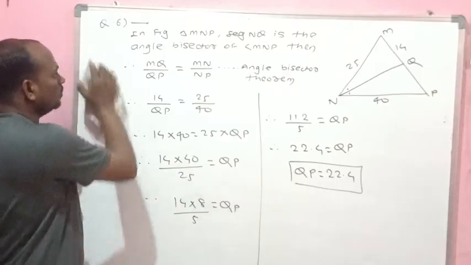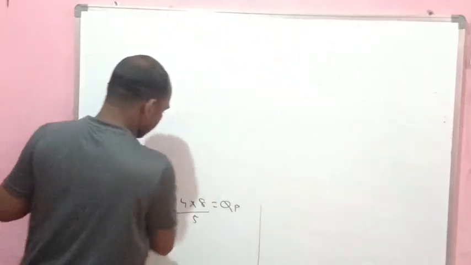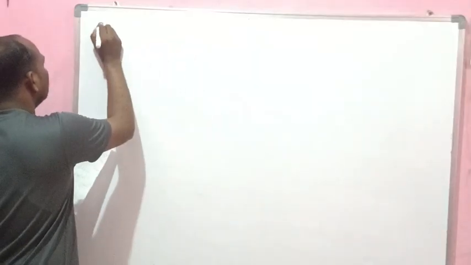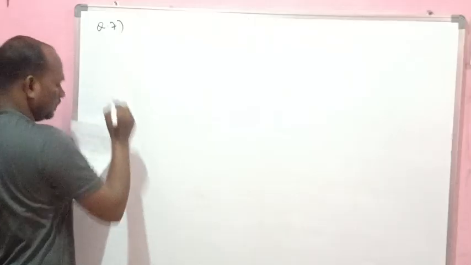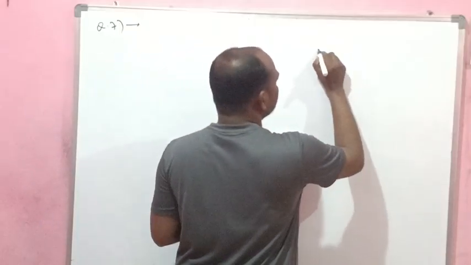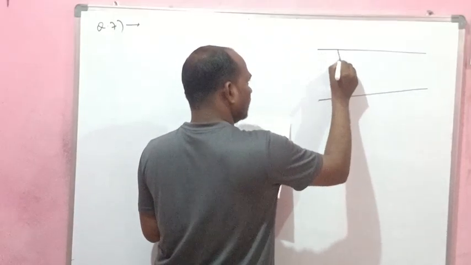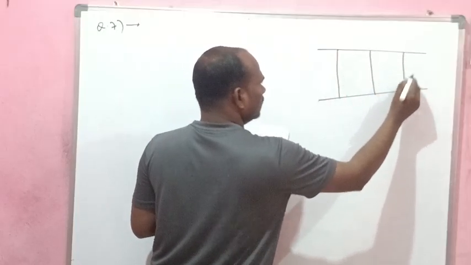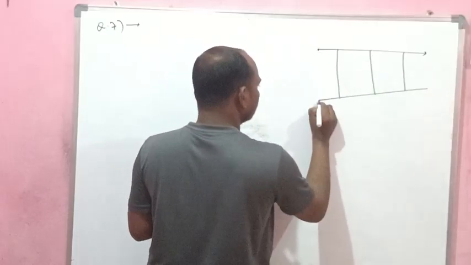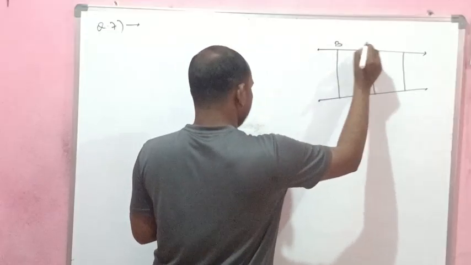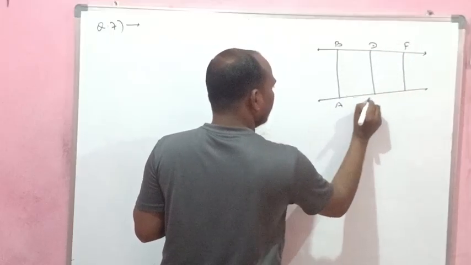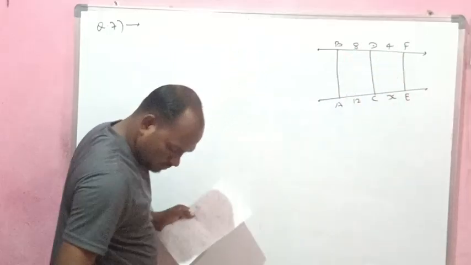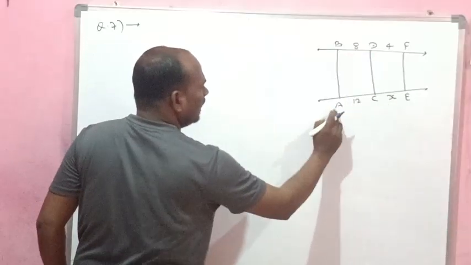Now the question number 7 is: lines 1, 2 and 3, B D F and A C E, with 12, X, 8 and 4. We can calculate the value of X and the value of AE.